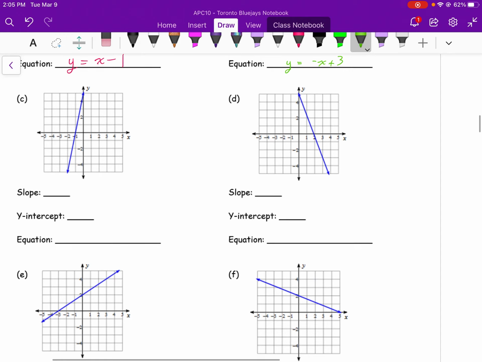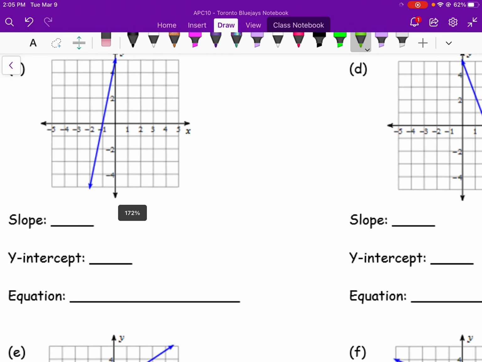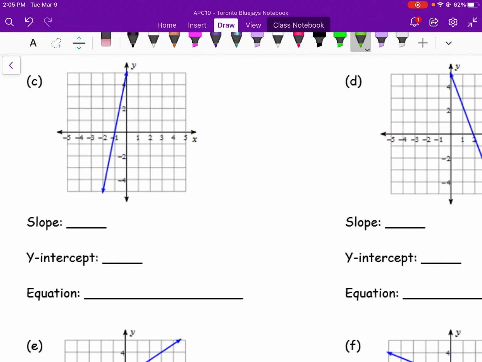All right. Having good times, are we? Whew, this one looks a little bit nasty. Slope.